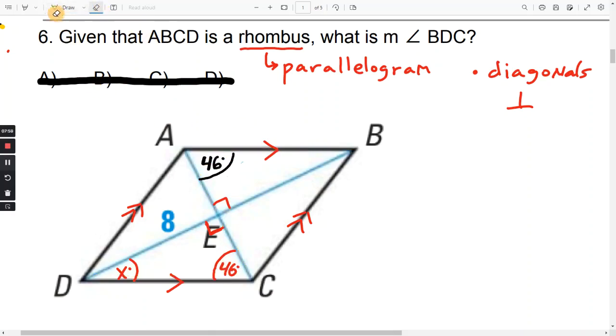And now it's easy. Okay, we have a triangle on the bottom. This one here is 90, this is 46, and this is X. We have this triangle here, so just subtract the other two angles from 180. The angles inside of a triangle add up to 180. So 180 minus 90 minus 46, that's going to be 44 degrees, and that equals X.